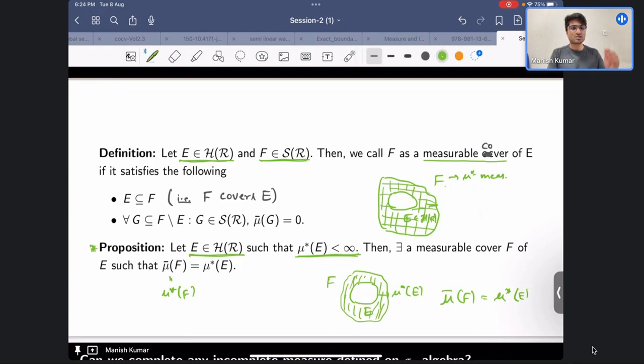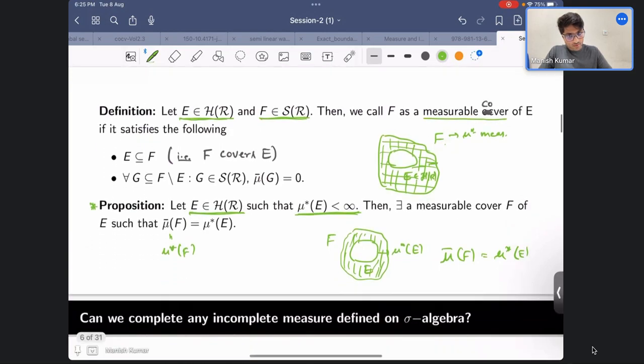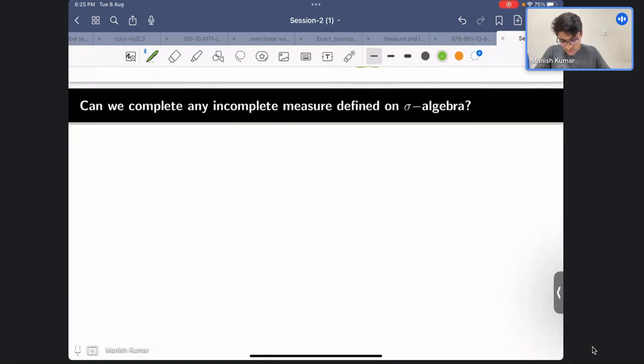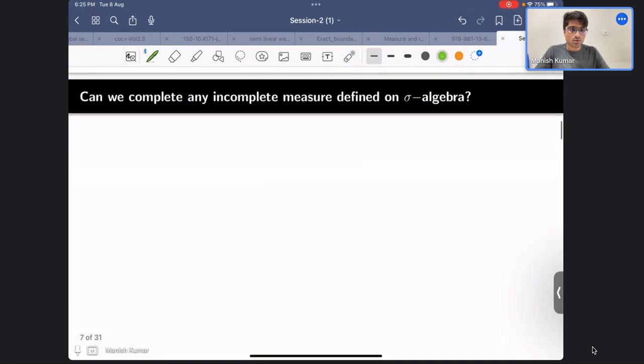So what it says is that if you have a non-measurable set, then you will get a measurable set which is just a bit bigger than that, not really bigger because the measures are the same. So this was the meaning of this measurable cover. I hope it is clear. Now what we will talk about is completion of measures. Do you have any question?